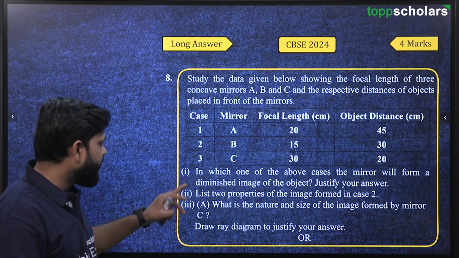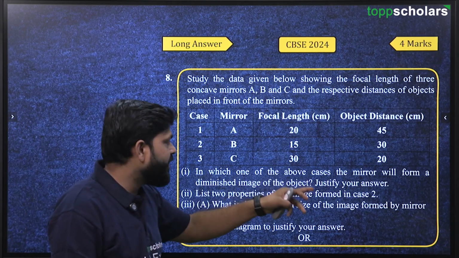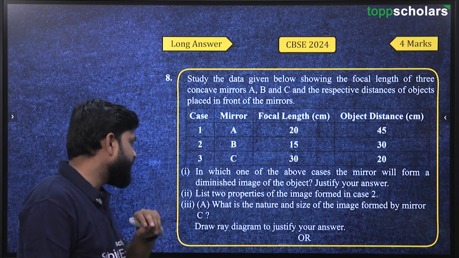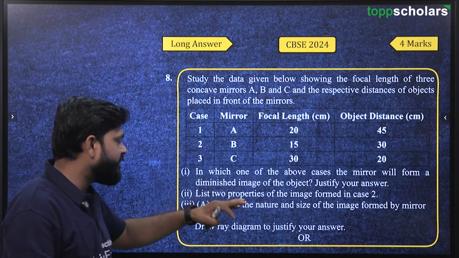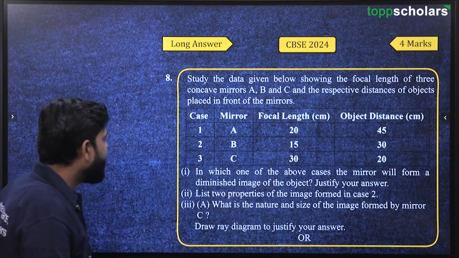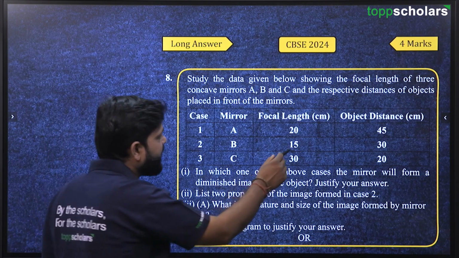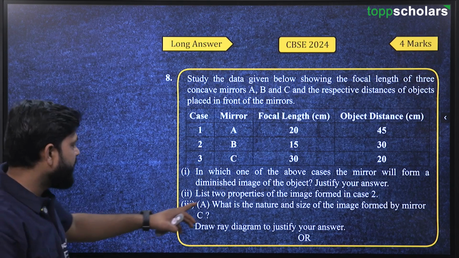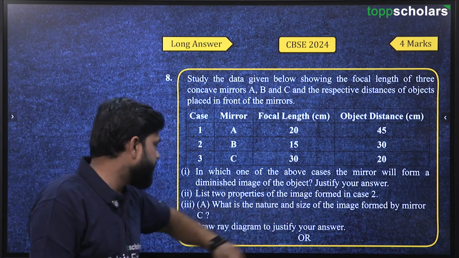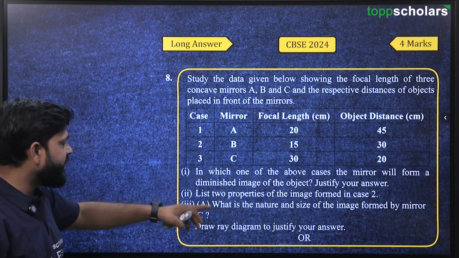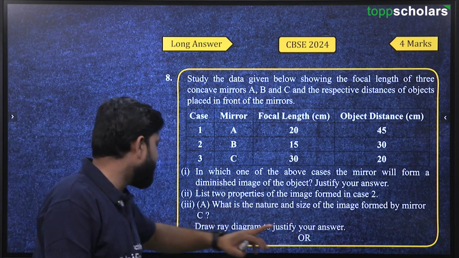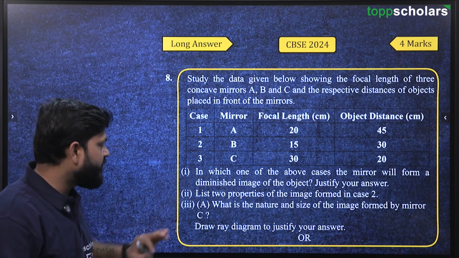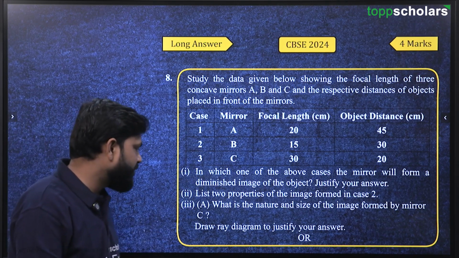We need to find in which one of the above cases the mirror will form a diminished image of the object. Justify your answer. List 2 properties of the image formed in case 2. And for C, what is the nature and size of the image formed by the mirror C? Draw the ray diagram to justify your answer.